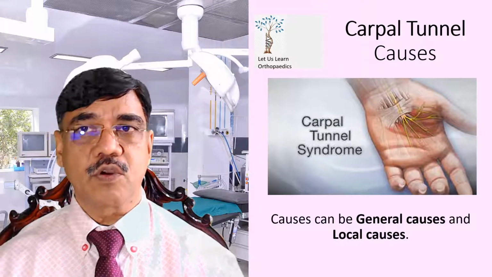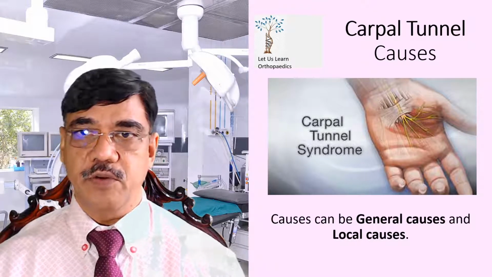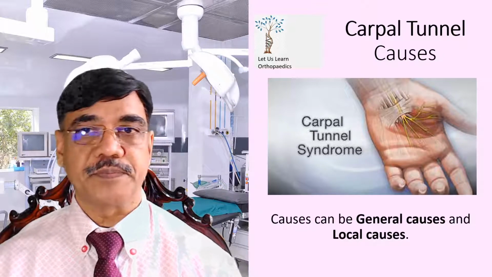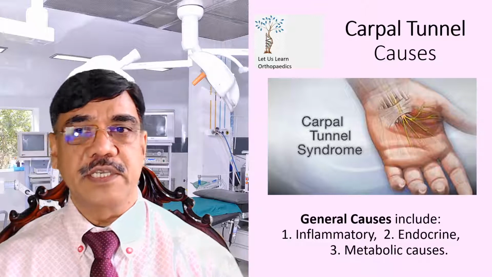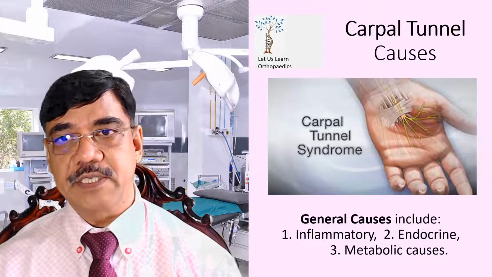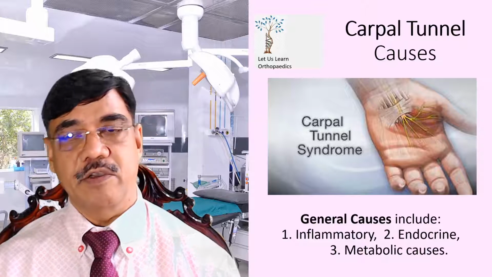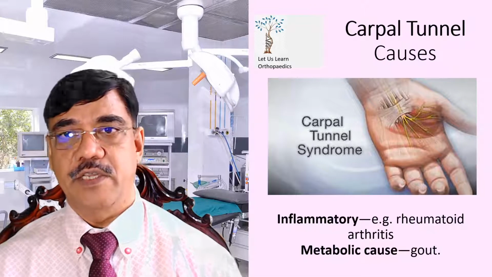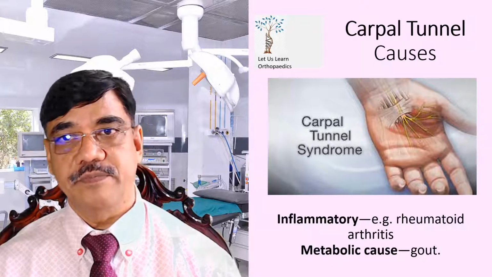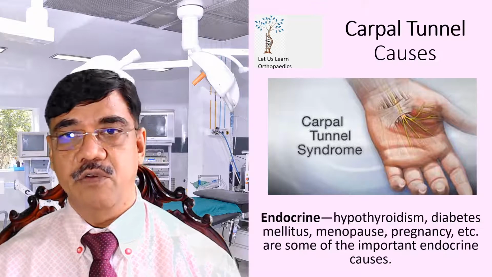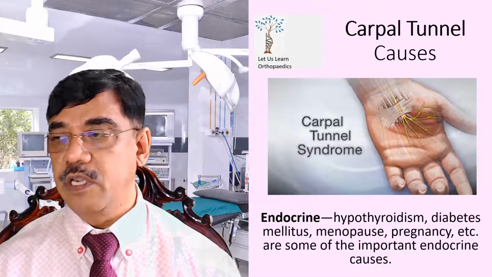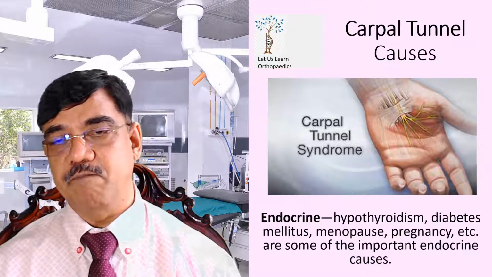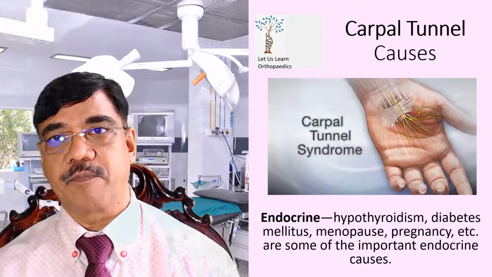If you look at the various causes of carpal tunnel syndrome, we can always divide them into general causes and local causes. The general causes include inflammatory causes, endocrinal causes, and metabolic causes. An example of an inflammatory cause is rheumatoid arthritis of the wrist joint, the metabolic causes include gout, and the endocrinal causes include hypothyroidism, diabetes mellitus, menopause, pregnancy, etc. These are some of the important endocrinal causes.